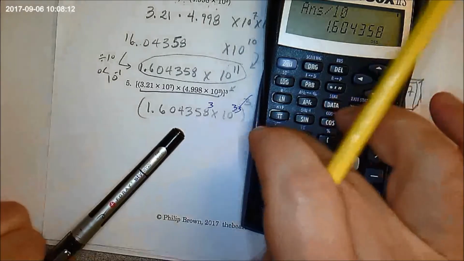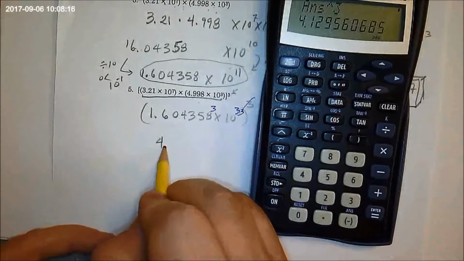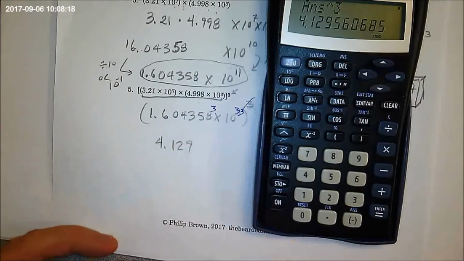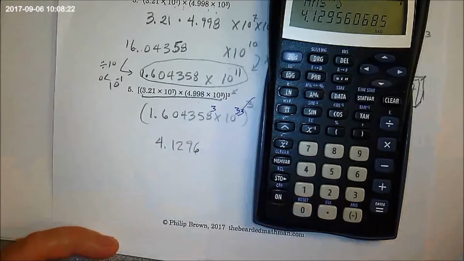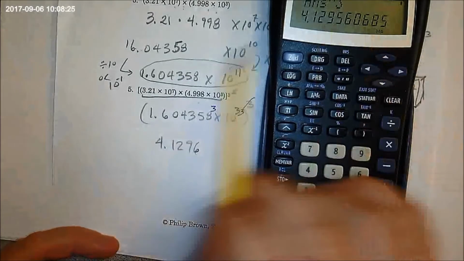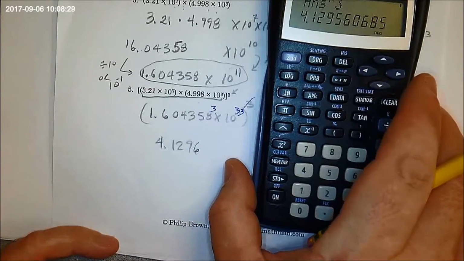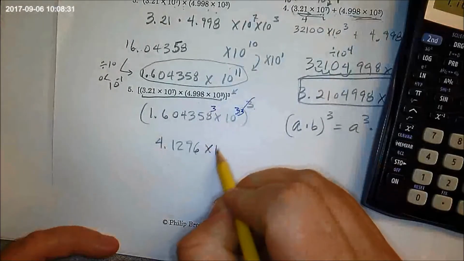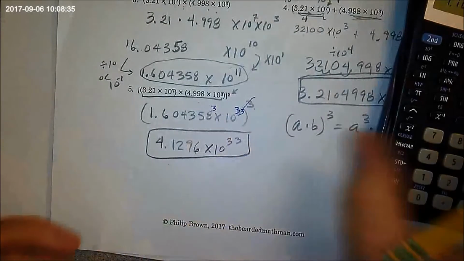So I need to cube that. 4.129... Oh no, 4.096. We'll stop right there. So that's not so bad because it's just one decimal place, which means we're already okay for scientific notation, right? Times 10 to the 33rd. Anybody get something different? Maybe I messed it up.